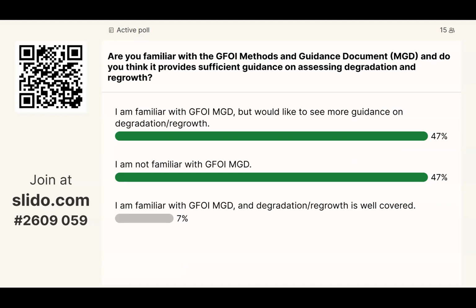Great, interesting. I didn't expect so many people not to be familiar with the methods and guidance document. And nobody actually, oh no, there is somebody who thought it was well covered. I read it wrong for a second. But most people would like to see more guidance there. Right, so we're heading towards the end of the hour. Robert, maybe we can wrap it up.